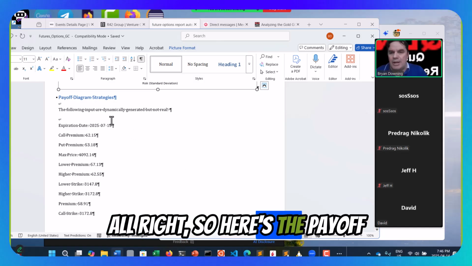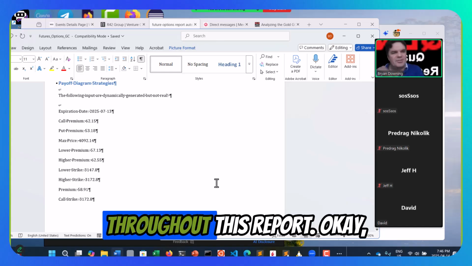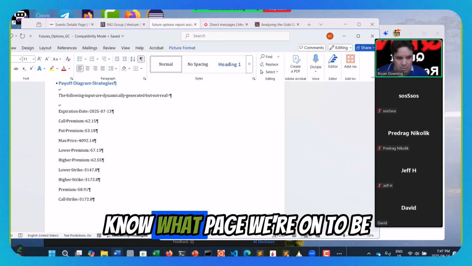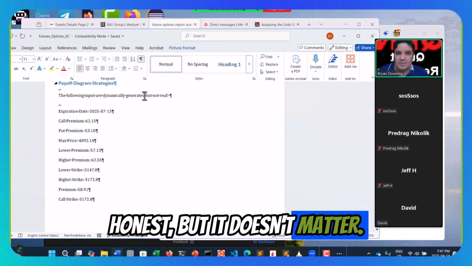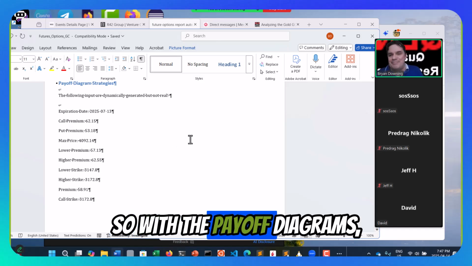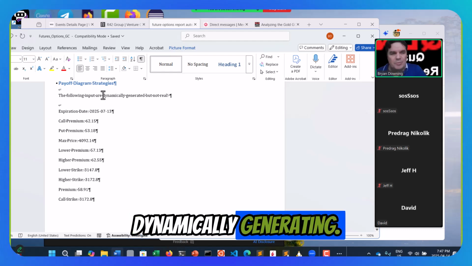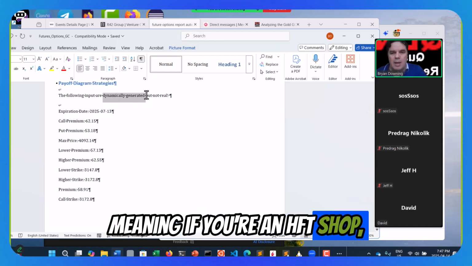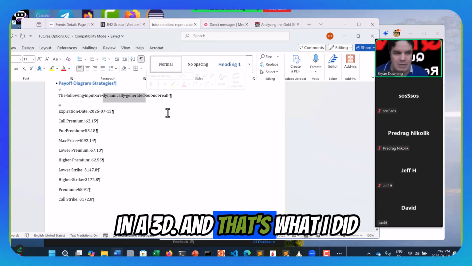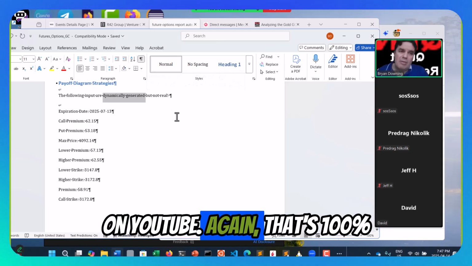All right, so here's the payoff diagram. In the payoff diagrams, these are scattered throughout this report. Right now, I don't even know what page we're on, to be honest, but it doesn't matter. This is fun. With the payoff diagrams, these are supposed to be dynamically generated, meaning if you're an HFT shop, you'll be pumping these out all the time and you can turn them into 3D. And that's what I did with that video I put up on YouTube.